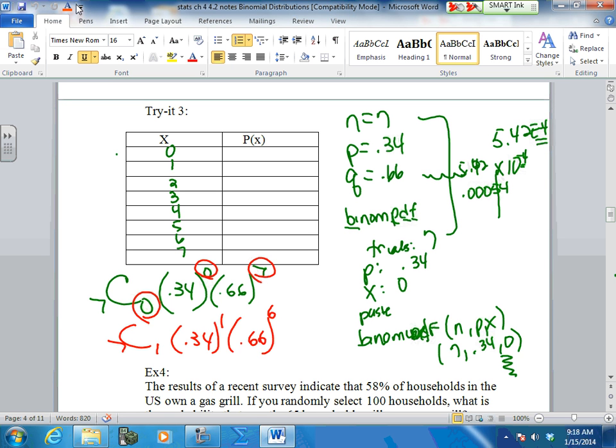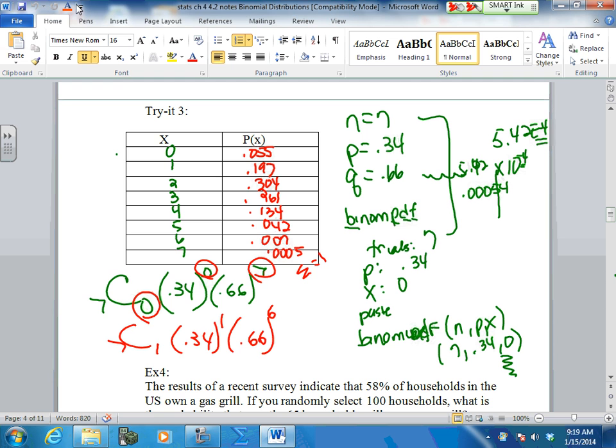Can everybody find these? Anybody having trouble doing them? You guys that were out? See what we're doing? We're just creating a table of each individual one. So when you put your values up here, make sure you get all these. Everybody get those? Now, what should the total of this column be? 1. All your probabilities have to add up to 1.